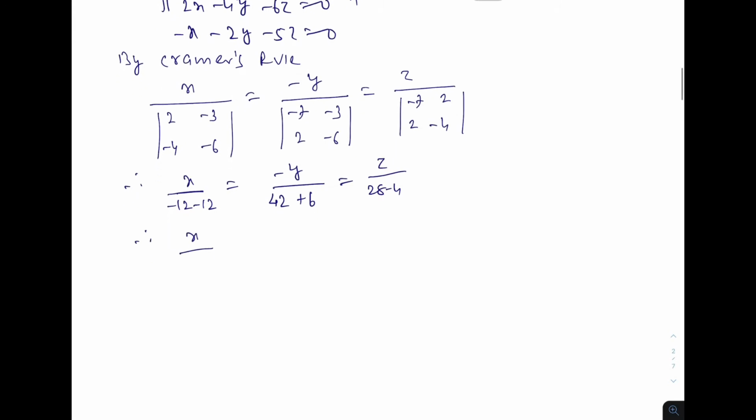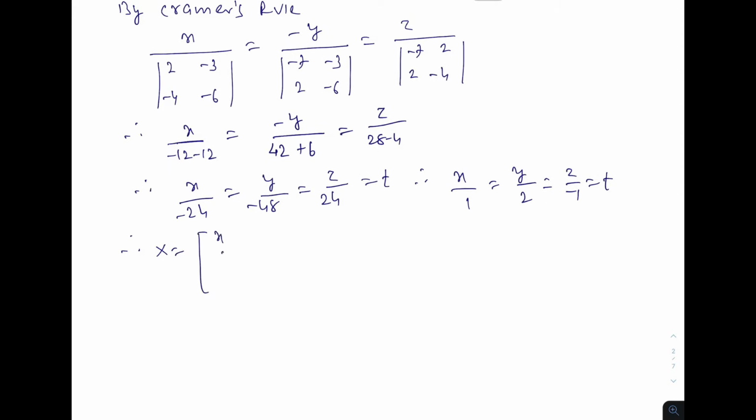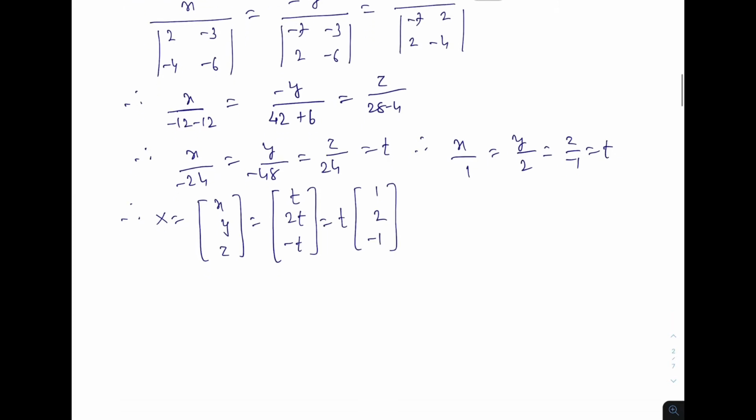So this is x over minus 24, y over minus 48, z over 24, and so x over, we can take 24, minus 24, so that is 1, y over 2, z over minus 1 equal to t, and therefore x y z, and so this is equal to x is t, y is 2t, z is minus t, equal to t into 1, 2, minus 1, and therefore eigenvector for eigenvalue 5, lambda equal to 5, is 1, 2, minus 1.